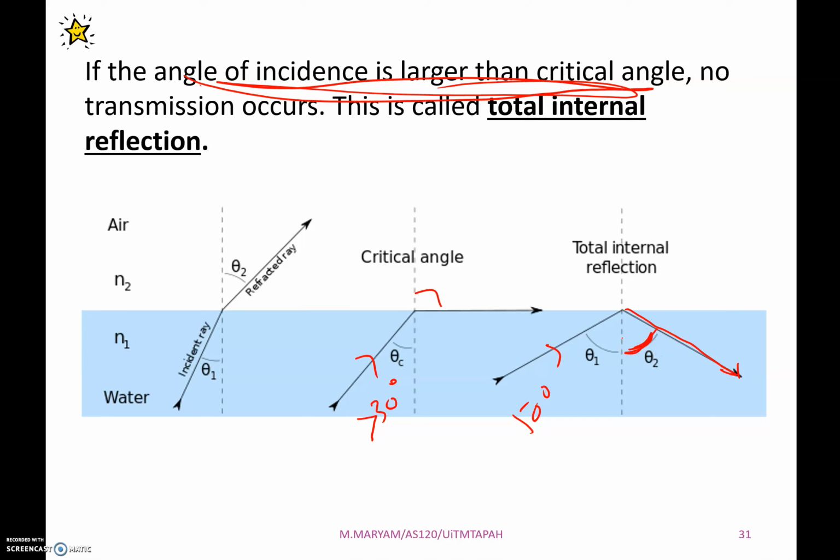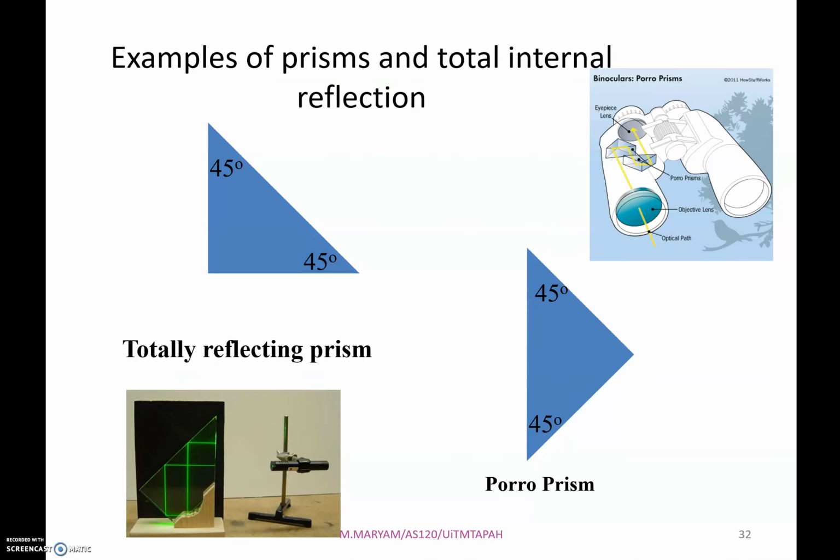So that's why it's called total internal reflection. It totally goes back into the medium at the same angle as the incident. So this is TIR. Another example of total internal reflection is a prism. I'm not sure whether you've done this before, but in school, the teacher used to ask us to build a telescope and so on. What we use for that is a prism.